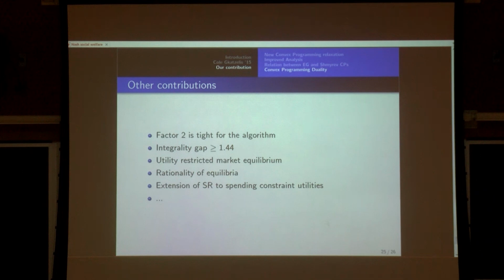So we have more things. So for instance, for this particular algorithm, we improved the upper bound from 2.88 to 2, and this is tight. We show an example where this is how much you get. We also show a lower bound on the integrality gap, that is 1.44. We define a new market model called utility restricted markets. This is the counterpart. Instead of restricting the spend, you restrict the utility, and we find equilibrium of this. We show rationality of equilibria. We have several extensions. So there's a lot in this paper.